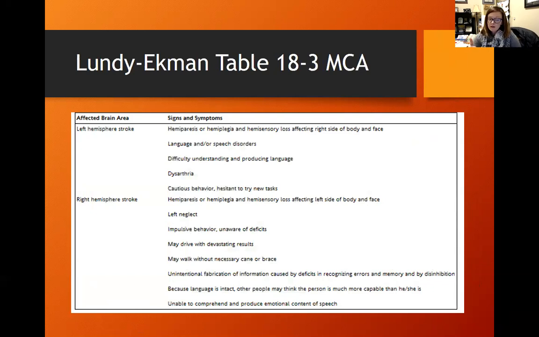They're going to maybe have the incidence of left neglect, impulsive, unaware of their problems, may walk without necessary cane or brace, so they're just going to be unsafe. They're typically the fall risk. They also, because language is typically intact, people may think that person is much more capable than they actually are.